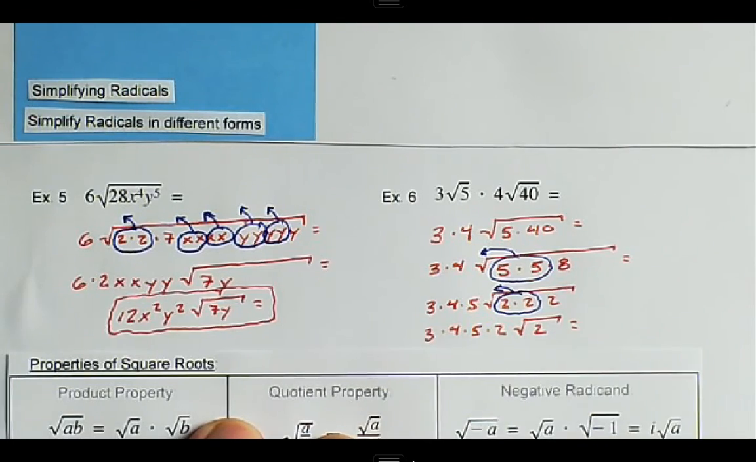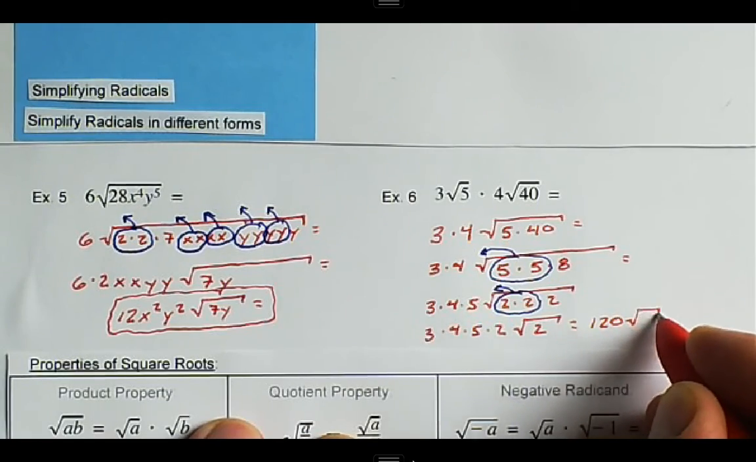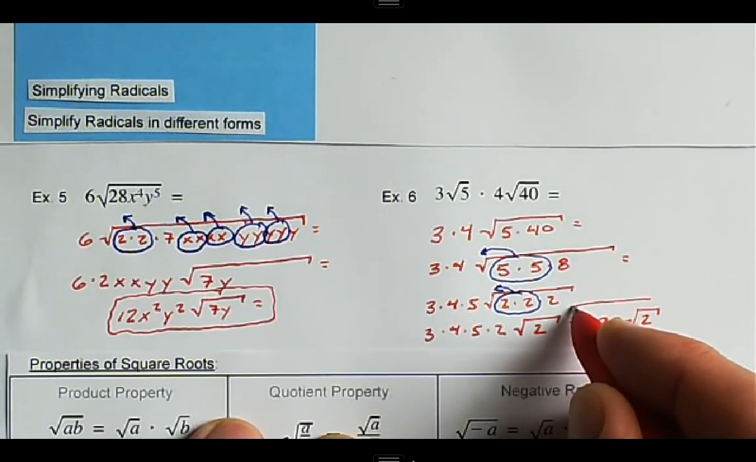And what is that going to be equal to? 4 times 5 is 20, times 3 is 60, times 2 is 120, and then square root of 2. And then that is in the simplest form right there.